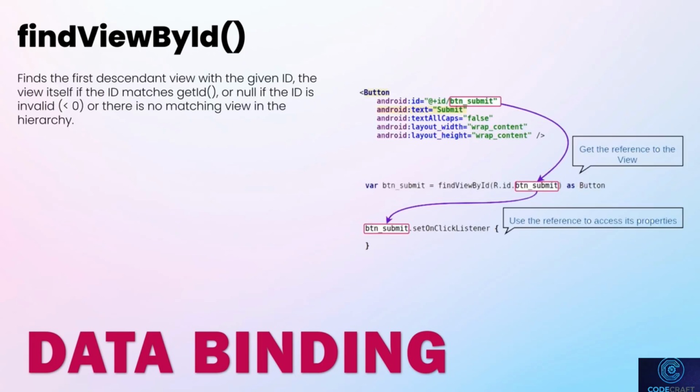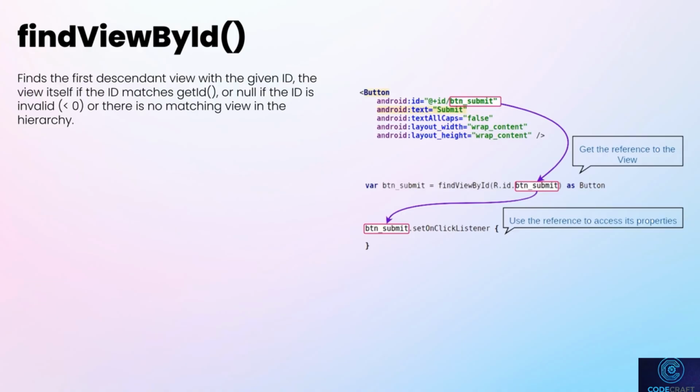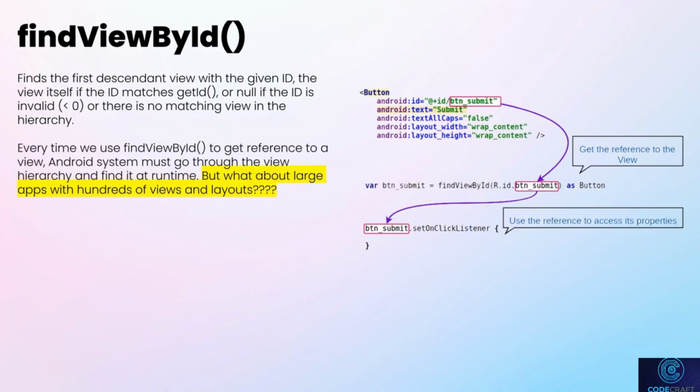We used the findViewById method before in all of our applications. This method will find the first descendant view with a given ID. Every time we use the findViewById method to get the reference to the view, the Android system must go through the view hierarchy and find it at runtime.